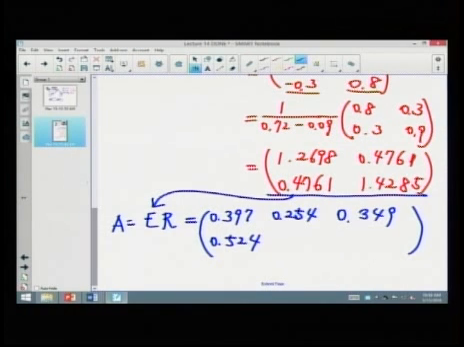Okay, now I have 0.095 and 0.381, something like that. Okay, is that right? Okay.